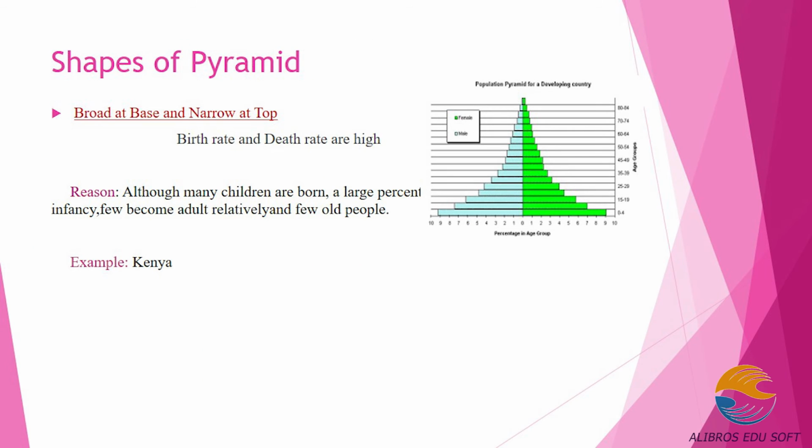Next is shape of the pyramid. Broad at base and narrow at top, as you can see in the picture here. This shape is used where the birth and death rates both are very high. The reason for formation of this kind of pyramid is that although many children are born, a large percentage of them die in their infancy, relatively few become adults and there are very few old people. Here there will be greater number of death rates and also greater number of birth rates. Example of this type of pyramid is seen in Kenya.